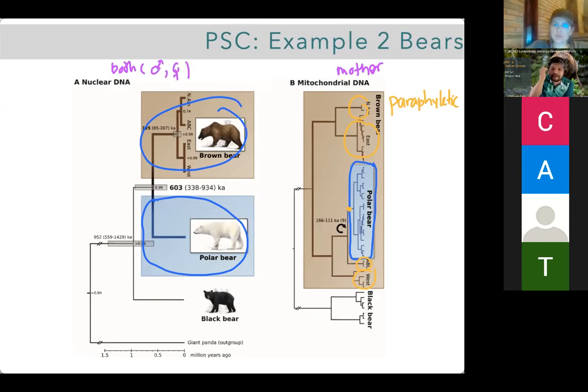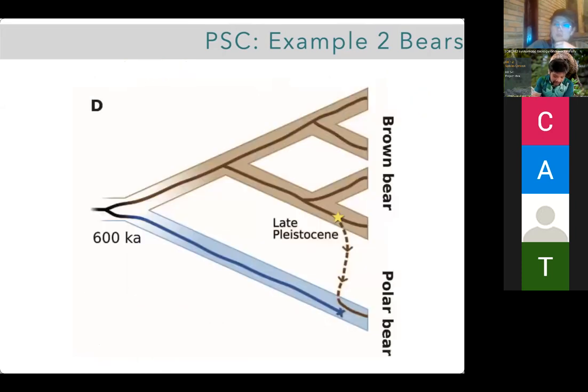So the fact that polar bears have mitochondria that looks like brown bear probably has something to do with the mother. So what they believe happened is this: about 600,000 years ago, polar bear and brown bear start to diverge to become different species. And then some naughty brown bear during the late Pleistocene, this is Ice Age basically.